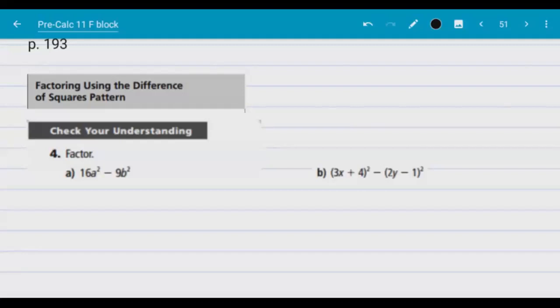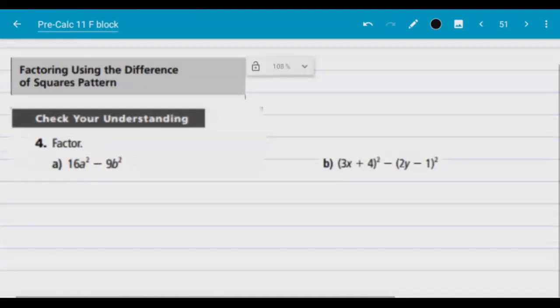All right, everyone, we have come to the last Check Your Understanding. This is Check Your Understanding number 4 on page 193. We will be factoring using the concept of the difference of two squares. All right, what is the difference of two squares?